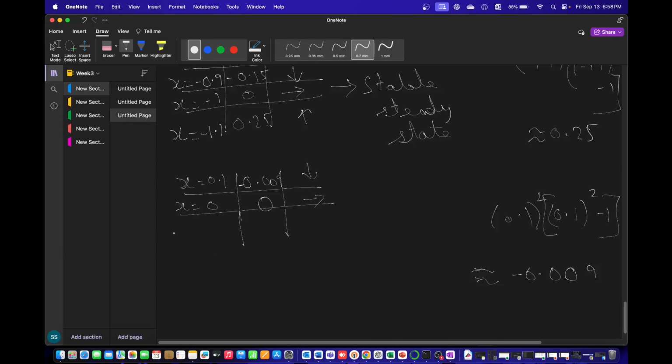Now if you take a value slightly lower, so minus 0.1. If you take negative here, this just gives you the same value, because minus 0.1 and 0.1, the square will be the same, so this will give you the same value, 0.009. So this is also converging. This is actually diverging since it's negative. So this is a semi-stable steady state, because on one side it is converging and on one side it is diverging. Right? So this is semi-stable.